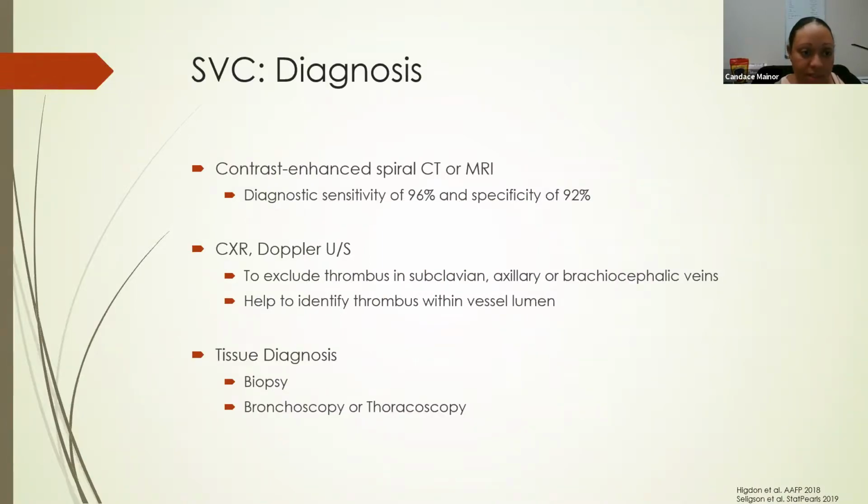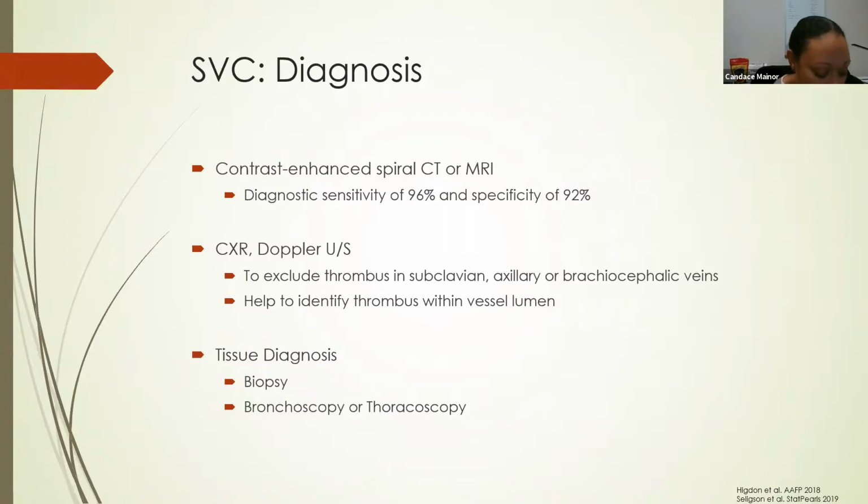In order to diagnose SVC syndrome, we usually acquire a CT or an MRI. In addition, Dopplers may be helpful when going through the workup, as you can evaluate for thrombus formation in the subclavian, axillary, or brachiocephalic veins. In addition, if when you get imaging you know the patient has a tumor that is the cause of the SVC syndrome, this can help with further diagnosis of the malignancy and help guide where to get a biopsy.